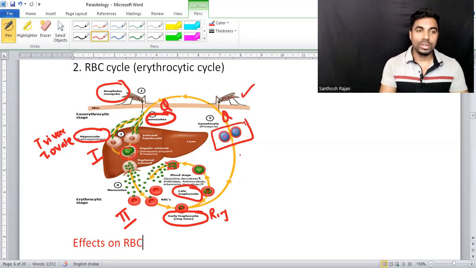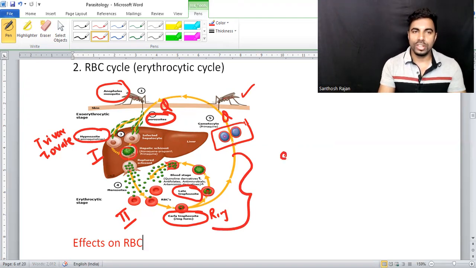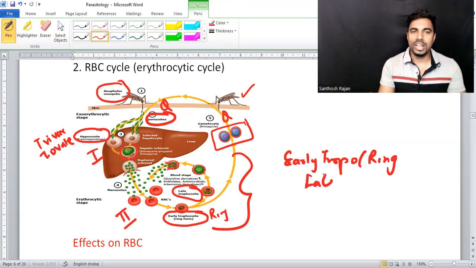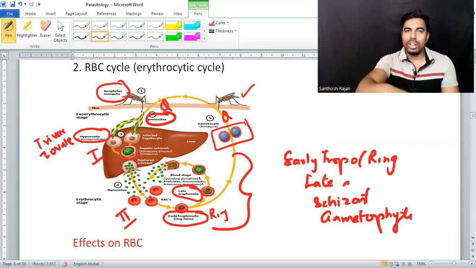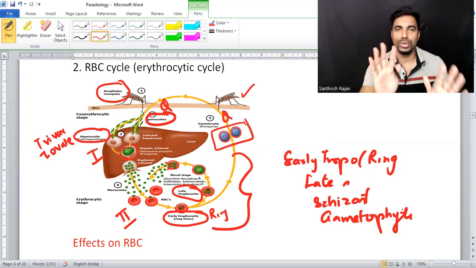Now our diagnosis is based on this part only. We take a blood sample and check for these things. Either the early trophozoite, the ring form, or the late trophozoite, or it could be a schizont, or a gametocyte. These are the things in your smear. We are going to check for all these four things only.